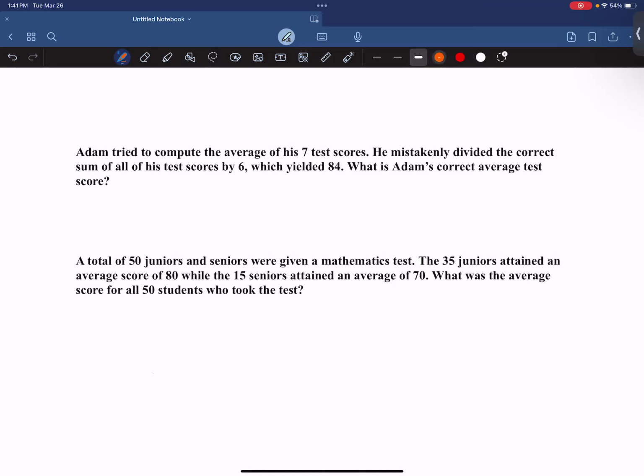We have the total of all of his test scores over the total number of tests that he took equals his average. Well, we do not know the total of his test scores. And we know that when we divided that total by 6, we got 84. So now we need to find how to get 7.